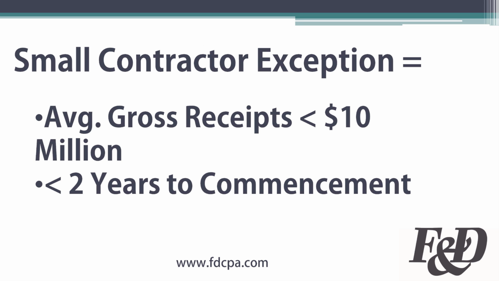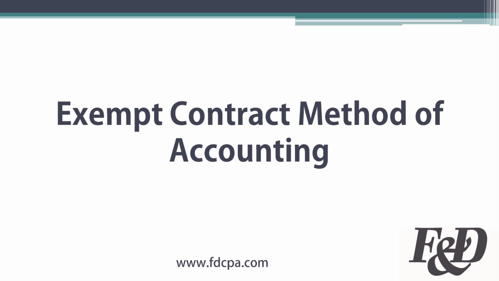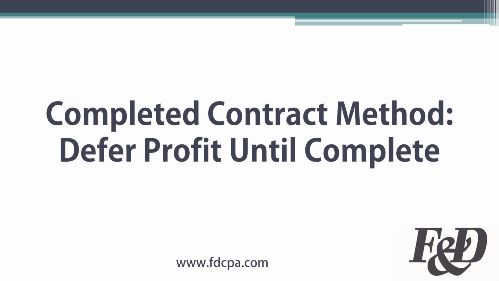The last exception that comes into play is the small contractor exception. A contractor with average gross receipts of less than $10 million is allowed to use an exempt contract method on any long-term contract estimated to be completed within 2 years of commencement. So what is an exempt contract method of accounting? Well, for simplicity, it could be the method that you identify as your overall accounting method, such as cash or accrual. Another very common exempt contract method of accounting is the completed contract method.